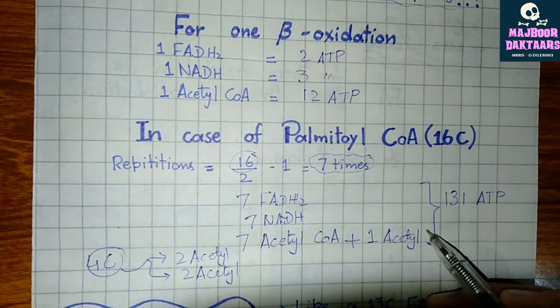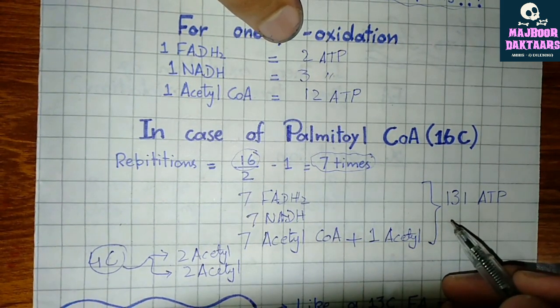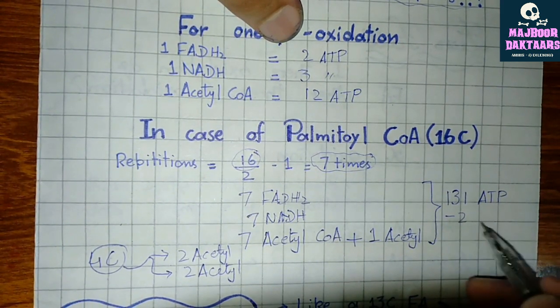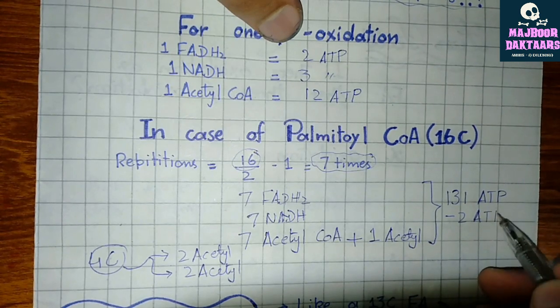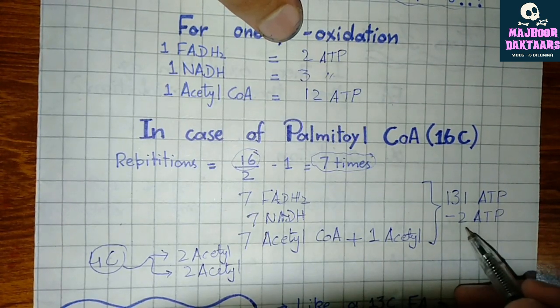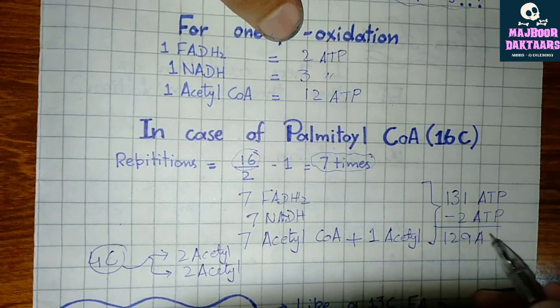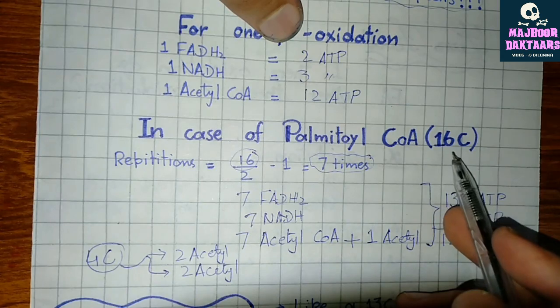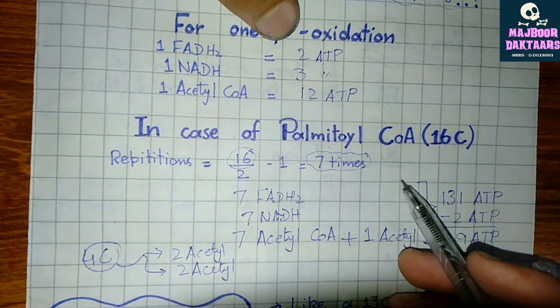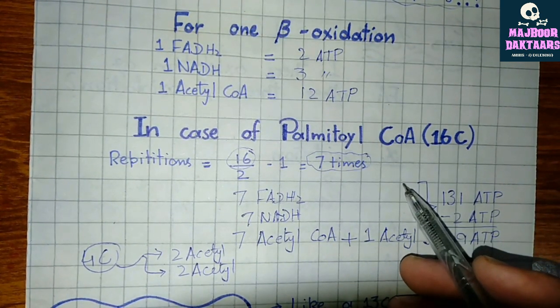That's a lot of ATP. But we have utilized 2 ATPs in the activation of the fatty acid, that is its conversion into fatty acyl-CoA. So a net of 129 ATP is produced by the beta oxidation of 16 carbon fatty acid. Still a good deal, I think.